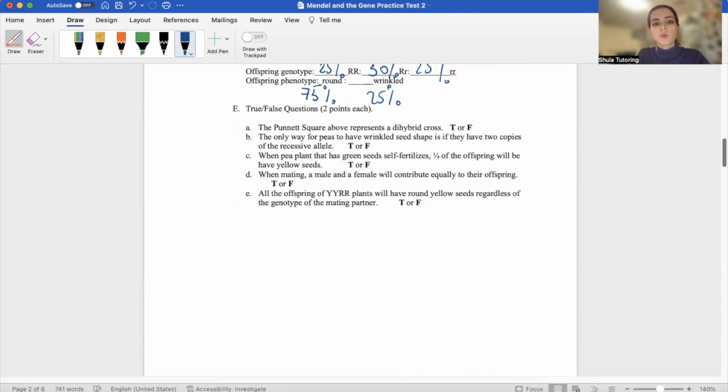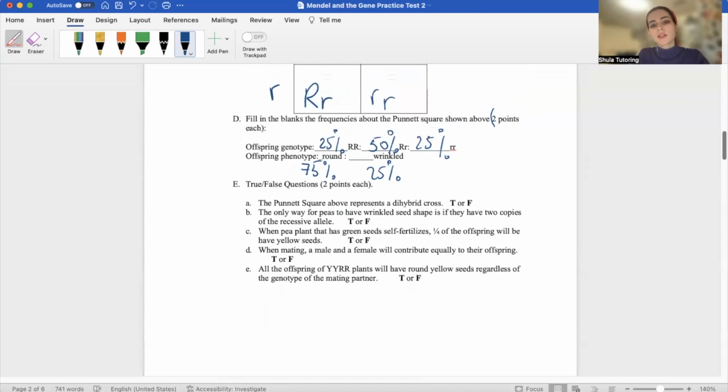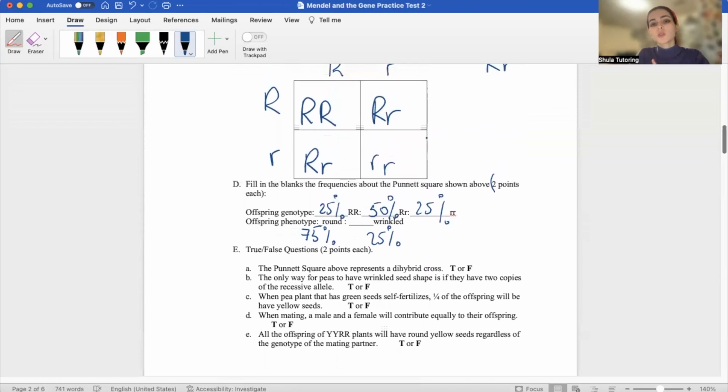A, the Punnett square above represents a dihybrid cross. A dihybrid cross is when we consider 2 traits. What we have here is a monohybrid cross. So that's going to be false. The only way for peas to have wrinkled seed shape is if they have 2 copies of the recessive allele. That's true. That's this situation right here.